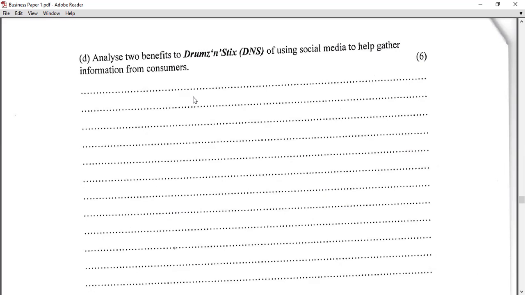This drums and sticks business, DNS, will be able to get a broad reach from social media. It is an easy and convenient method to collect information from surveys and everything through WhatsApp and Facebook. You can use it to gather information from potential teenagers and music lovers in Singapore. As a result, Dan Morgan will be able to get quicker feedback for their market research from social media. So that's the way you have to write and develop an answer, one paragraph. So we need two paragraphs like that.